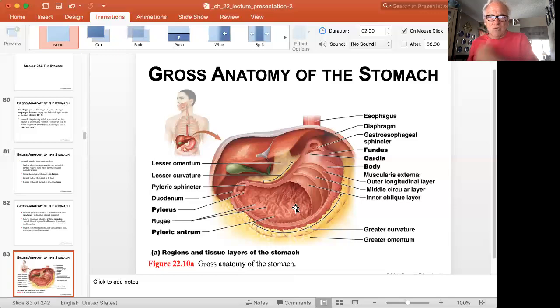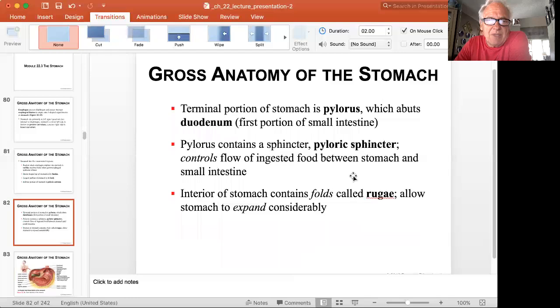Okay, and this rough stuff here is called the rugae. This is what allows the stomach to expand when it stretches. And we already said before, this is the lesser curvature, and that's the lesser omentum. And this is the greater curvature of the stomach, and that's the greater omentum. So those are the parts of the stomach.